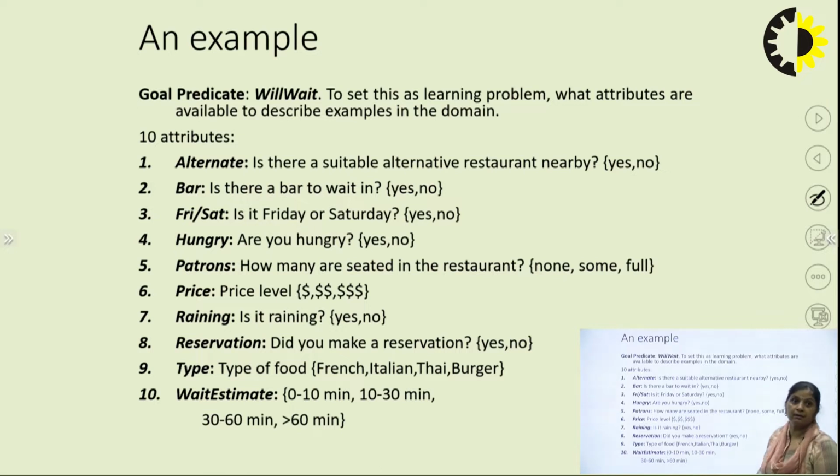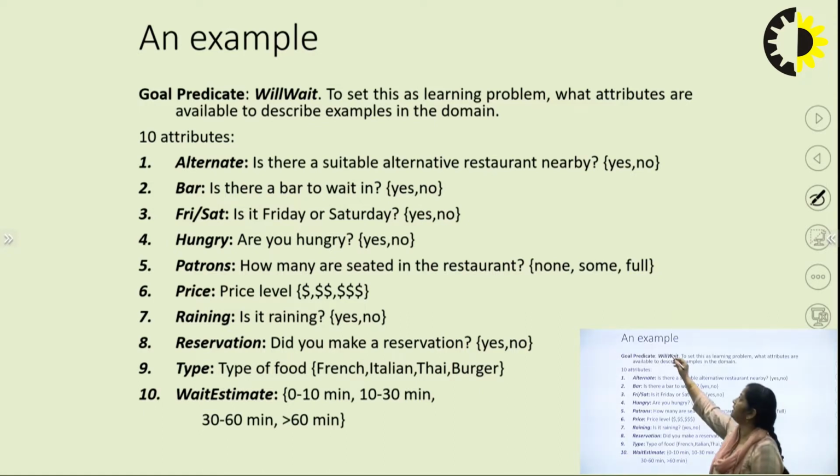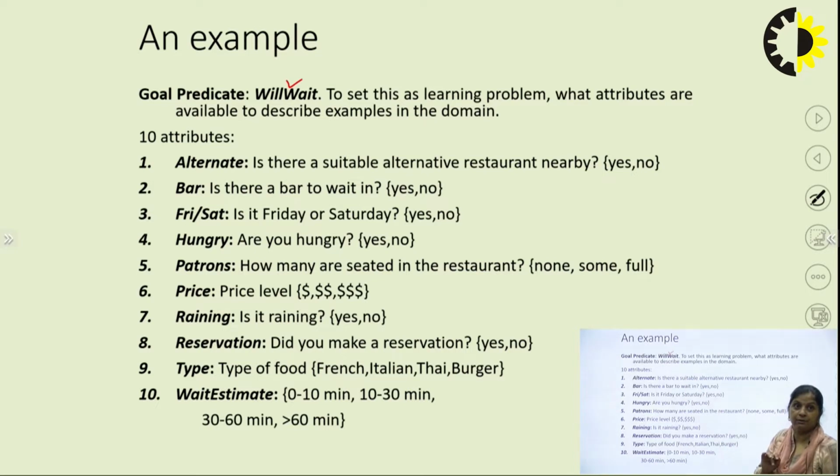Let us understand with an example. Let me consider the example of a restaurant. In this particular example, we are deciding whether we will wait at the restaurant or not. This is what we are setting as the learning problem. And what are the attributes to describe the example in this particular domain? We are taking 10 attributes here. What is the importance of these attributes? The first one is alternate.